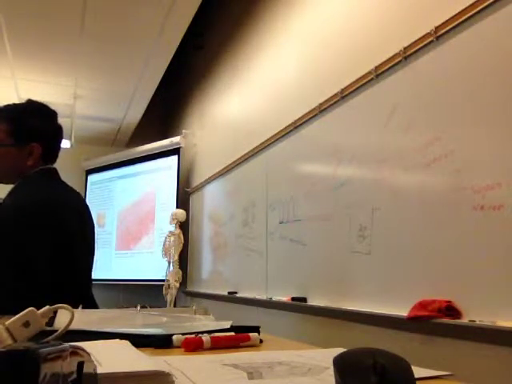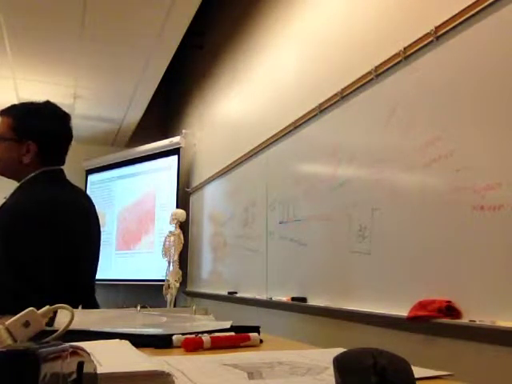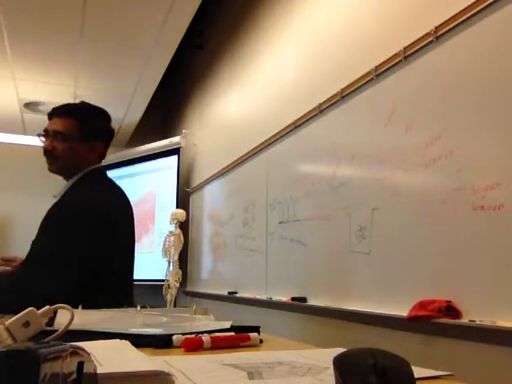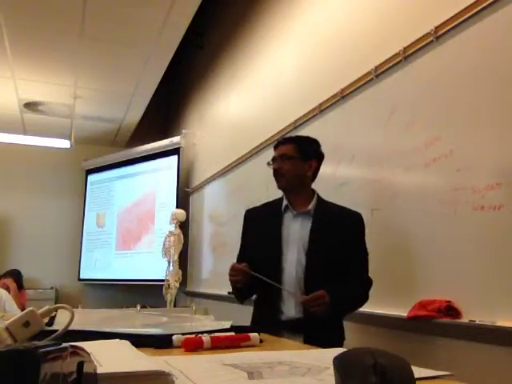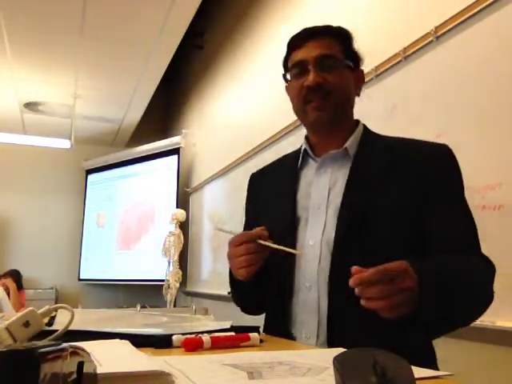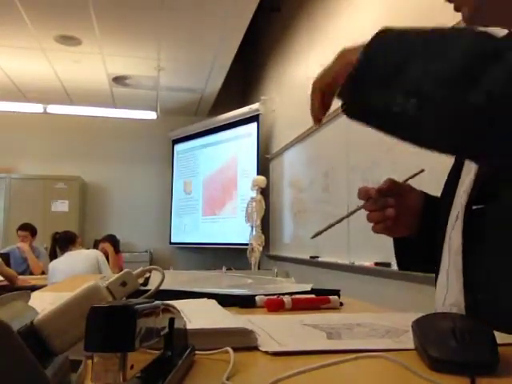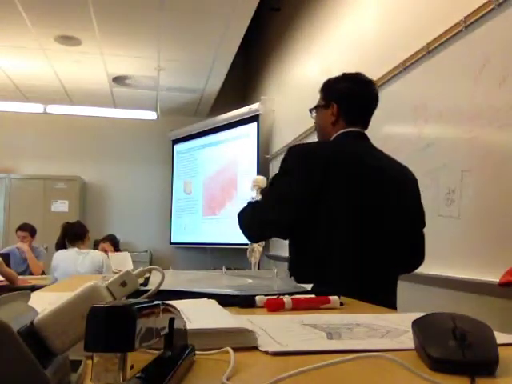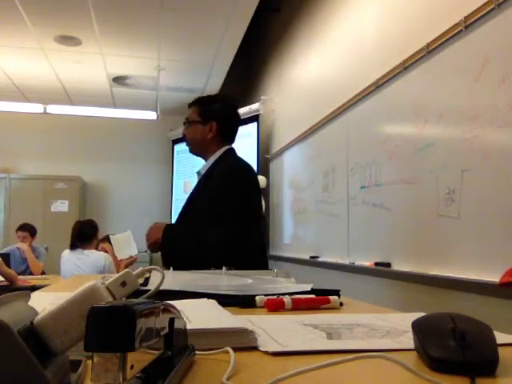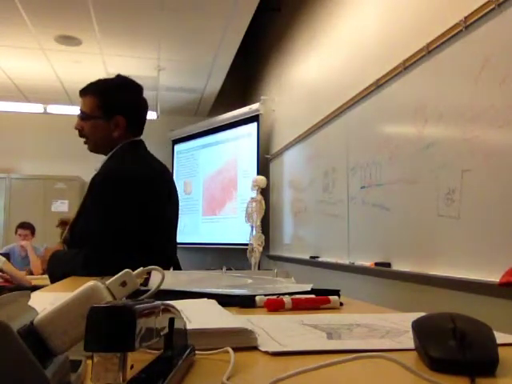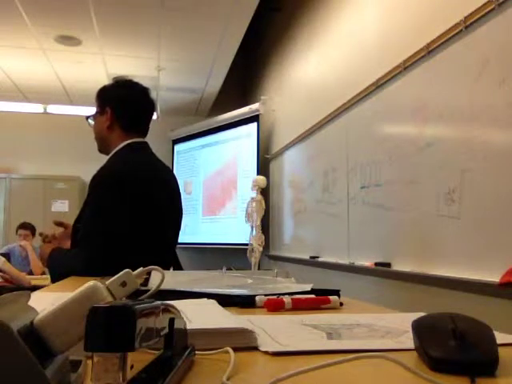Skin. The skin surface is formed by stratified squamous epithelium. That makes sense, right? You get a lot of friction on the skin all the time. So, that is also stratified squamous. Inside the vagina, female reproductive, you also have stratified squamous.